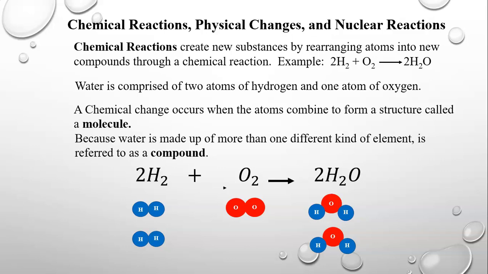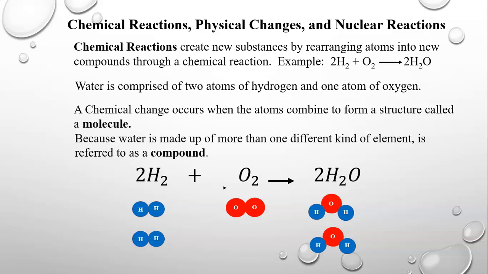Same with oxygen. Oxygen always wants to pair up with another oxygen. You won't find individual oxygen atoms floating around in the atmosphere. So the oxygen that we breathe in every time we take a breath is an oxygen molecule. It's 2 oxygen put together.